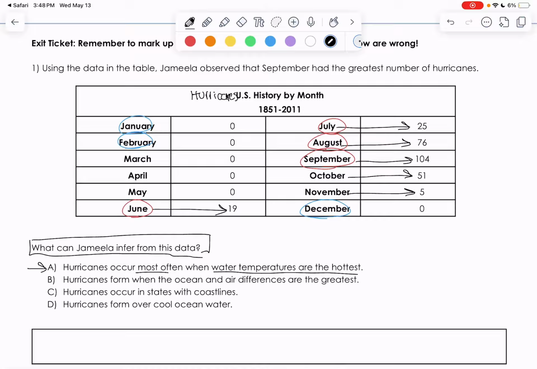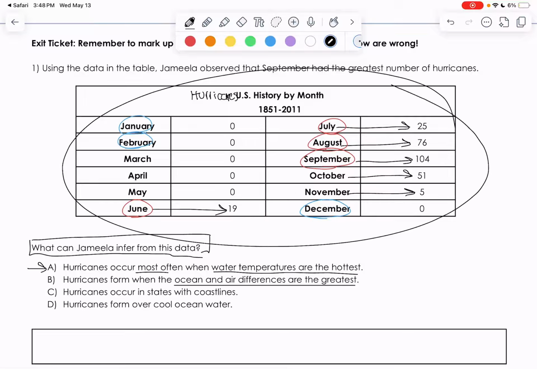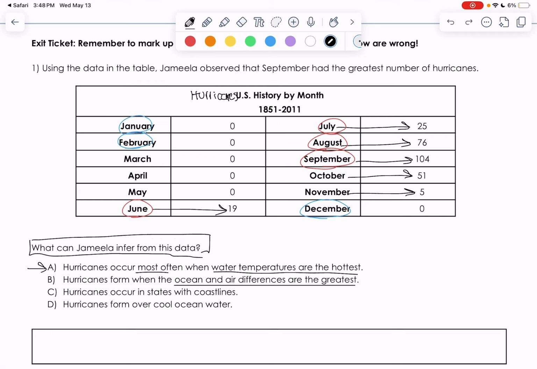B says they form when the ocean and air differences are the greatest. There is no way for us to know that the ocean and air are different at all because that's not what this graph tells us. This graph only tells us hurricanes by month. C says hurricanes occur in states with coastlines. Again, it does not tell us about different states, so we cannot say what different states that hurricanes occur in.